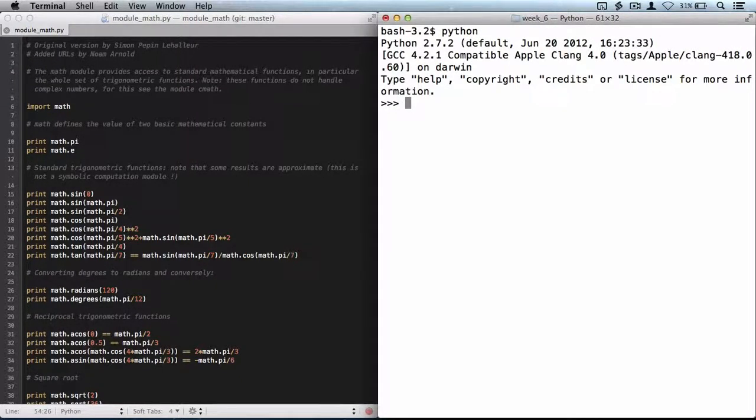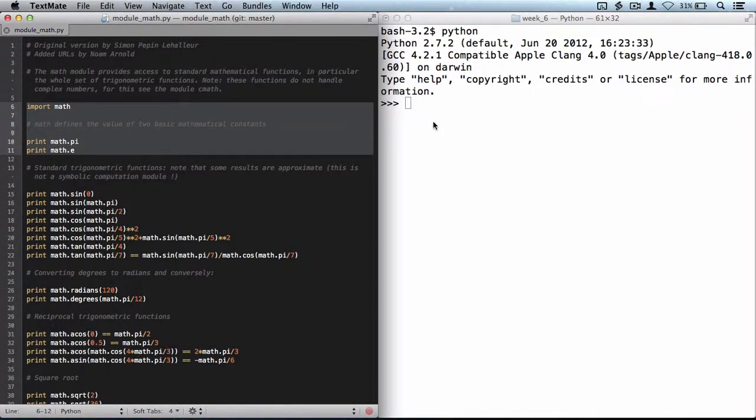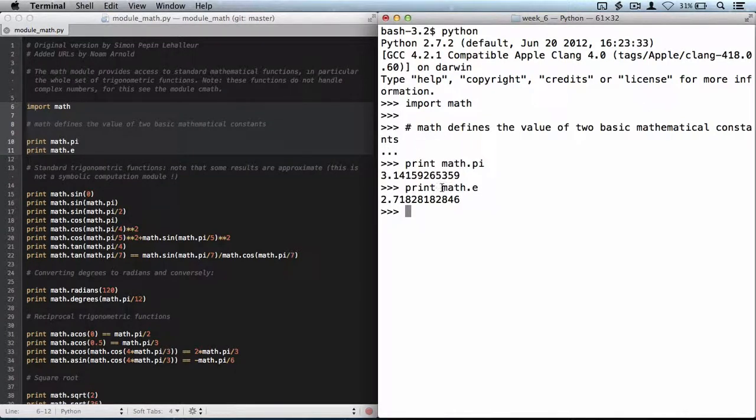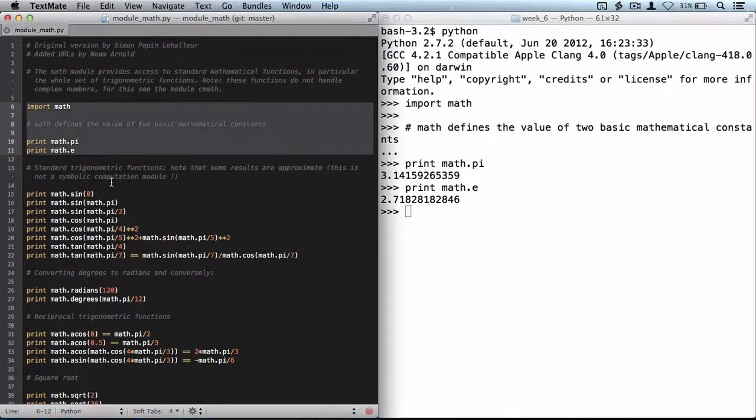So now I want to just present quickly the math module. I don't think you really need help here. The math module just includes all kinds of mathematical constants and mathematical functions, the very classical ones basically. So let's import the math module and then print the two main constants it defines, math.pi and math.e. So you see here the values.